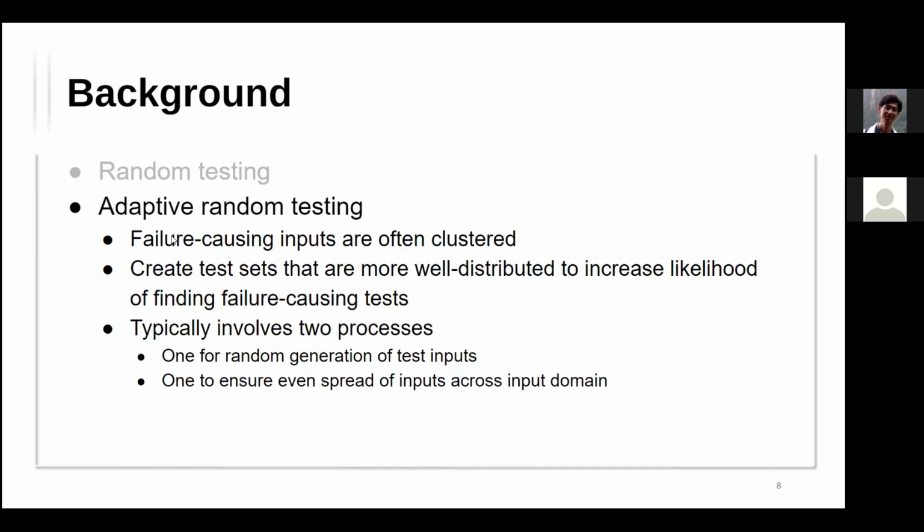With this idea in mind, you have an improvement on random testing called adaptive random testing, where we try to have a more even spread of the test cases across the input domain. This will hopefully find more failure causing inputs than random testing itself, which may form clusters just through random choice. The way they achieve an even spread is through 2 processes. One is random generation of test inputs. The other is to ensure that the randomly generated test inputs are evenly spread out across the input domain.